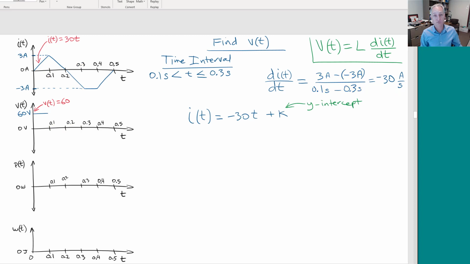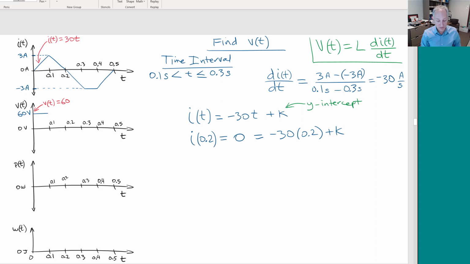So then, what does our equation for i(t) look like? This is the slope, so that's where we get the minus 30t from. But we know that we have some sort of y-intercept. We know this line's going to eventually hit somewhere, so we're just labeling that as plus k, some k. Now how are we going to solve for the k?